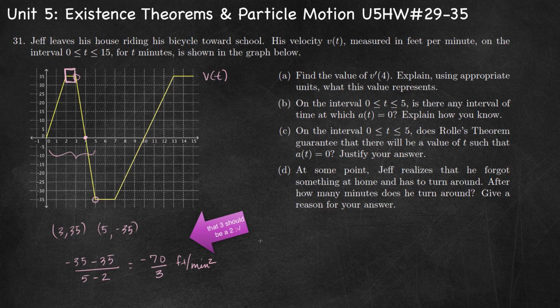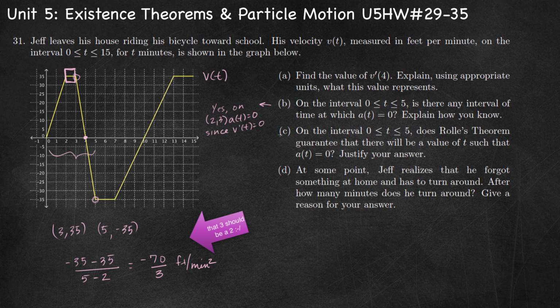So for part B, we can say, yes, on the interval 2 to 3, a of t equals 0, since, I would just say, the slope of the velocity, so v prime of t, equals 0, or there's a horizontal tangent line.